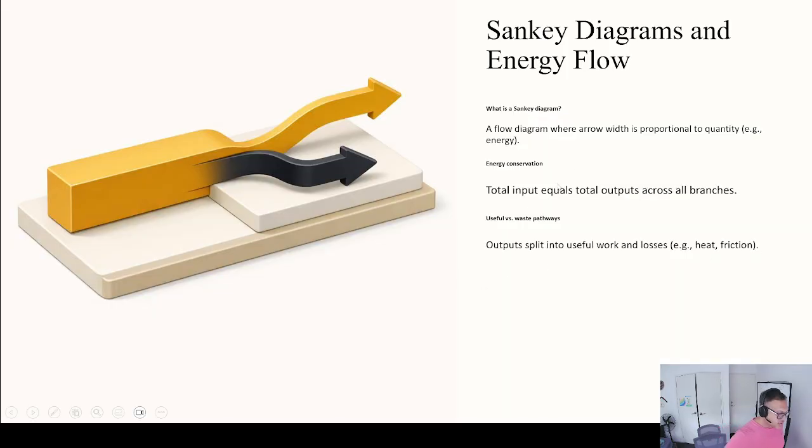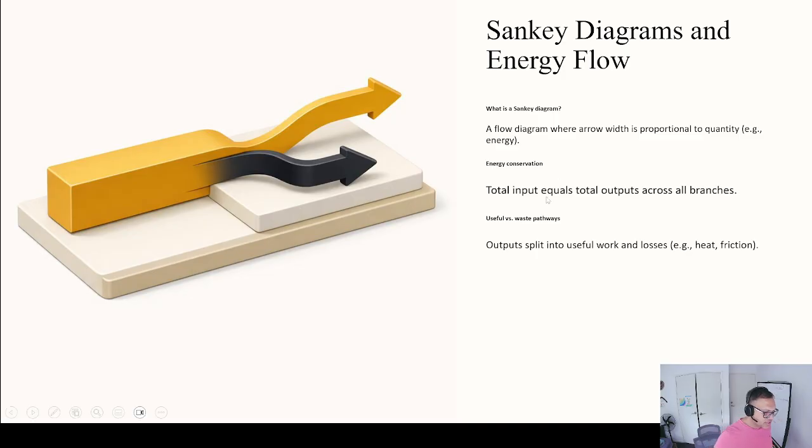Okay, so what is a Sankey diagram? A flow diagram because it shows the flow of energy, yes, from input to output. Okay, the flow diagram where arrow width is proportional to the quantity of energy in this case. Okay, the Sankey diagram is for energy here. You can use a Sankey diagram for other things also where there is input and output.